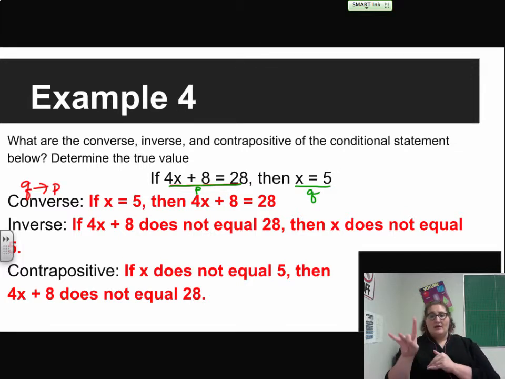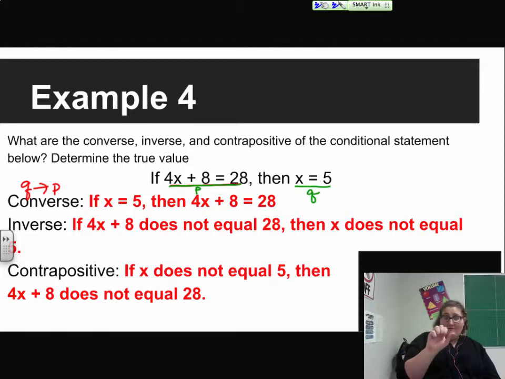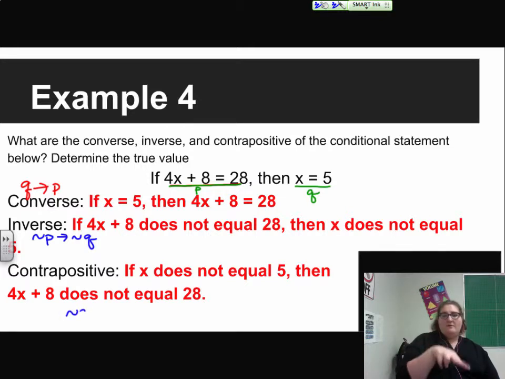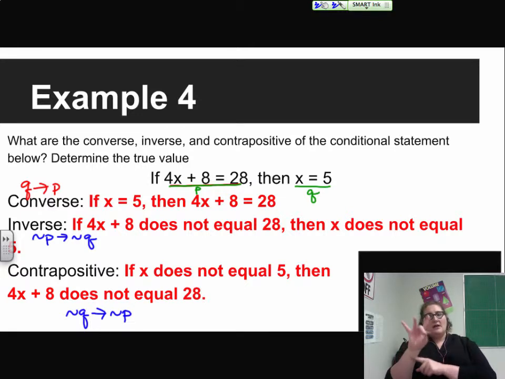The inverse was if not p, then not q. So it says if 4x plus 8 does not equal 28, then x does not equal 5. And the contrapositive flip-flops and says if not q, then not p. And it says if x does not equal 5, then 4x plus 8 does not equal 28.